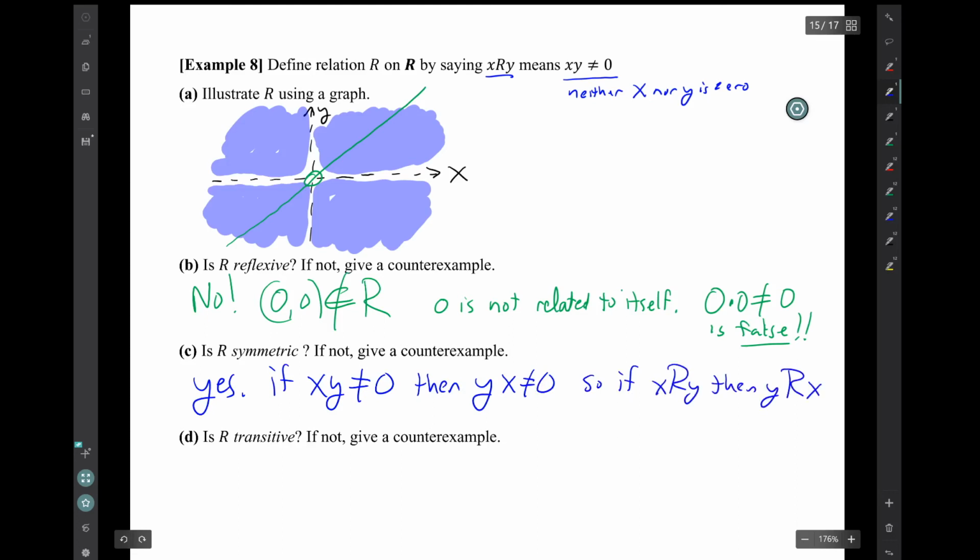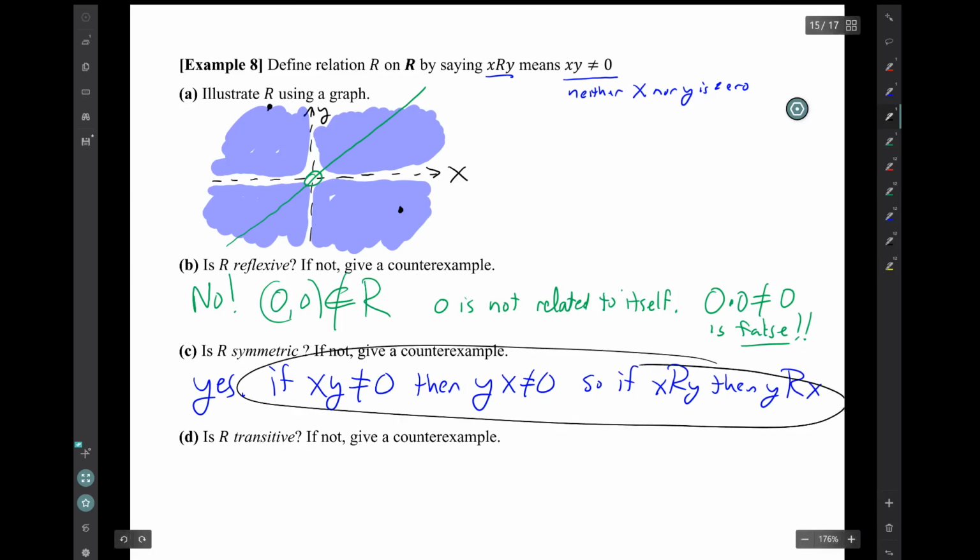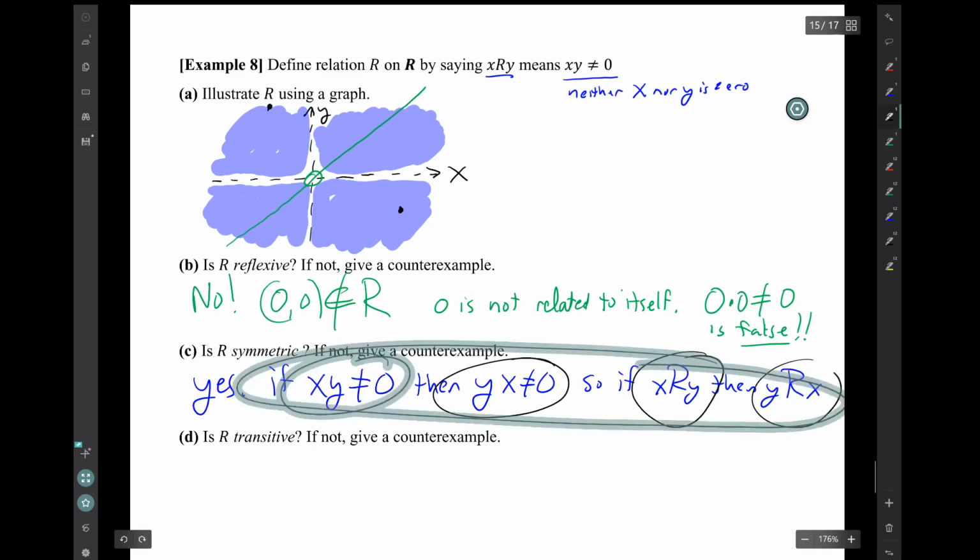We can think of it graphically, that any point that's on the graph, any point that's in one of those regions that's shaded, has a mirror image that's also on the graph. But we could also just think of it in terms of the definition of the relation. If xy is not 0, then yx is not 0. So if x is related to y, then y is related to x.